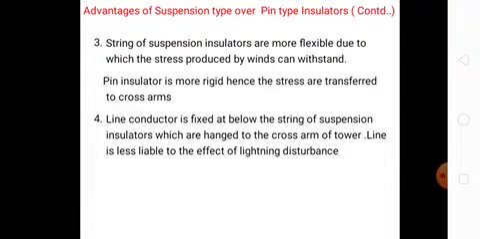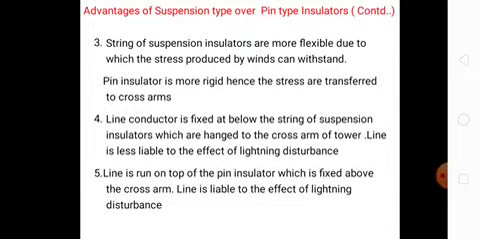The line conductor is fixed below the string of suspension insulators, which are hung from the cross arms of the tower. The line is less liable to the effect of lightning disturbance.